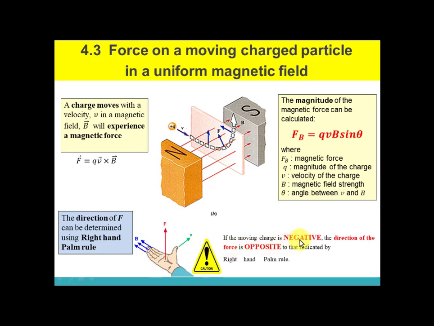If the moving charge is negative, the direction of the force is opposite to that indicated by the right hand palm rule. What that means is the direction of the force will be at the back of the palm. So this is for the negatively charged particle. You have to make sure you understand that concept.